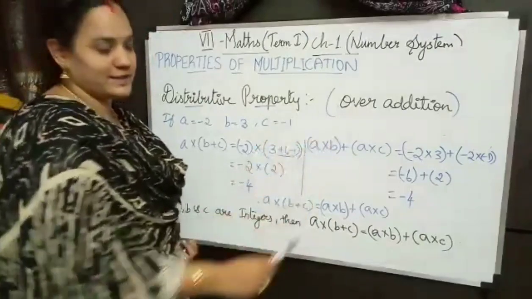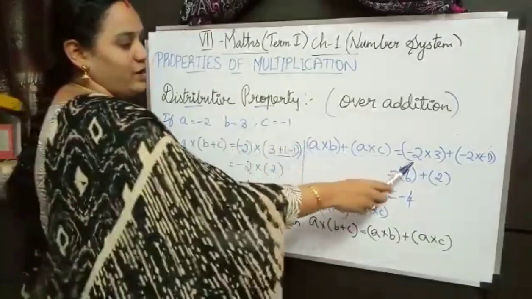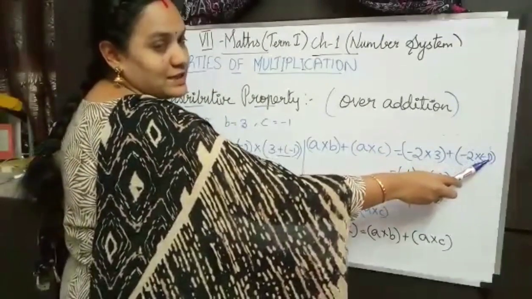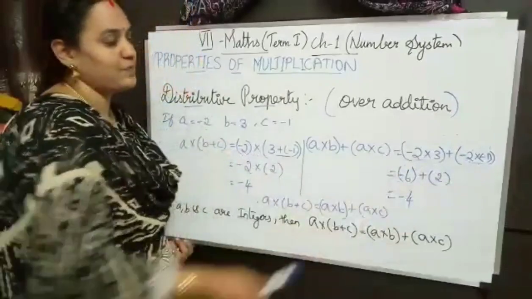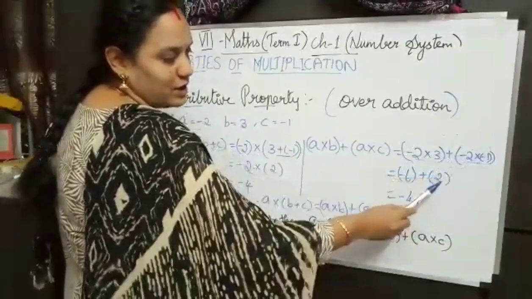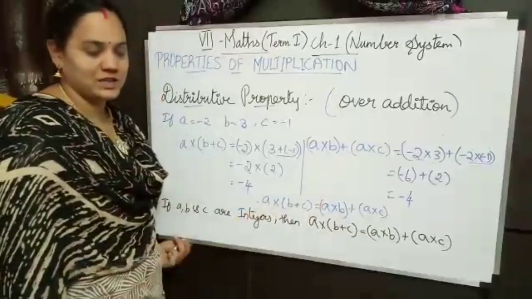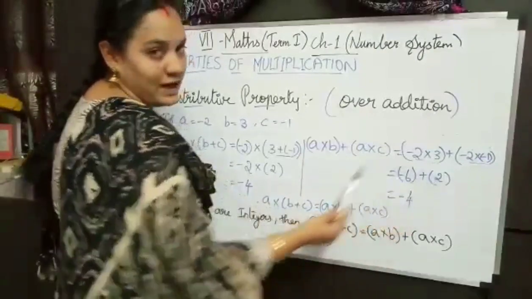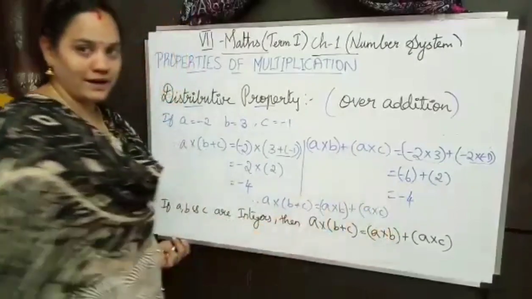Now coming to the next side, A into B plus A into C. So I have substituted the value for A as minus 2, B as 3, A as minus 2, C as minus 1. So we have to multiply first, inside the bracket first. So 2 3s are 6, different sign, so minus. 2 1s are 2, same sign, so plus. So here the operation is plus, addition. So what we have to do? We have to use the addition rule. Different sign we have to subtract. Subtracting I got the answer as 4. Greatest number sign is minus.